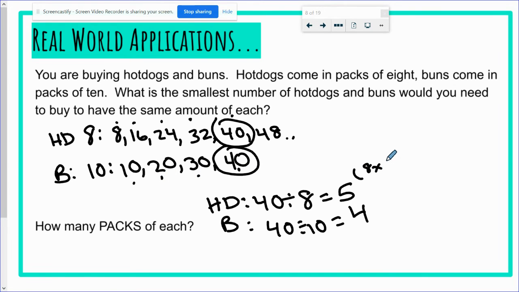Again, so 8 per pack times 5 packs would give you 40. 10 per pack times 4 packs would also give you 40 for the buns. All right, let's keep going.